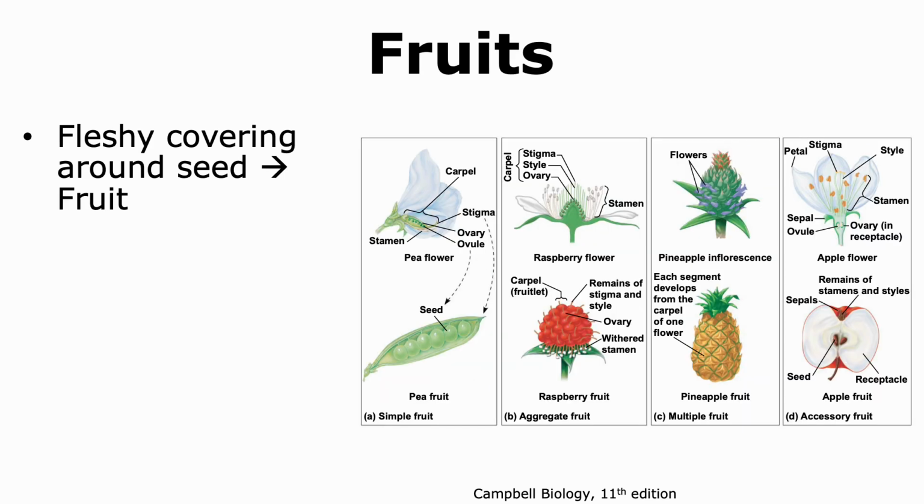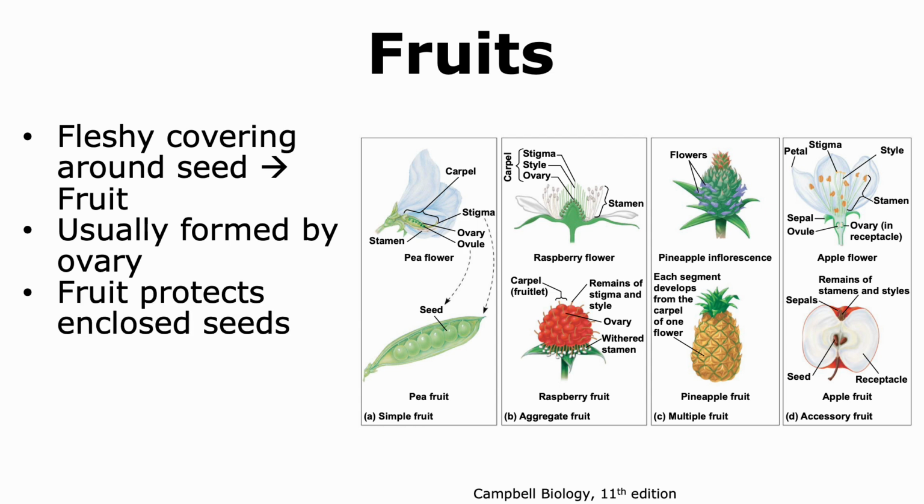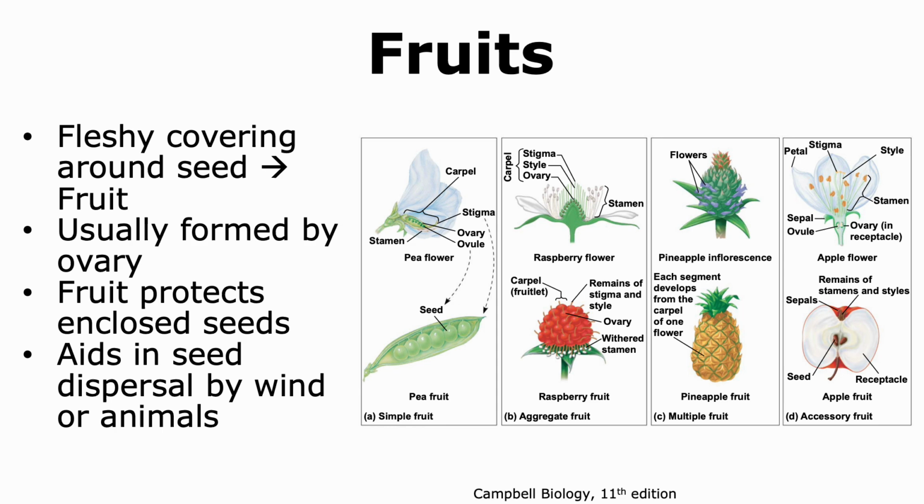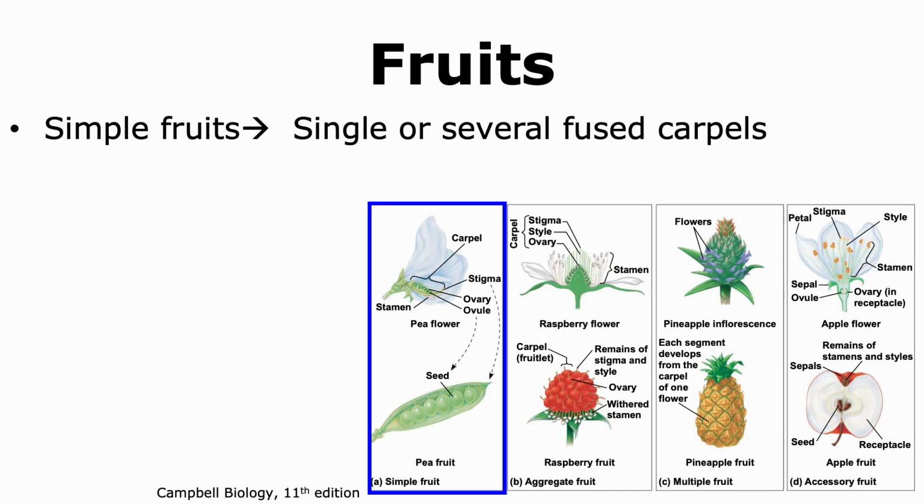In the case of angiosperms, a fleshy covering is formed around the seed to form fruit. This fleshy covering is usually formed by the ovary. The fruit protects the enclosed seeds and helps with the dispersal of seeds by wind or even by animals.